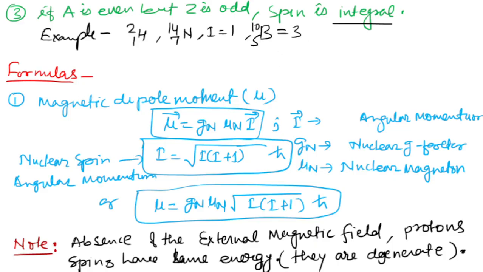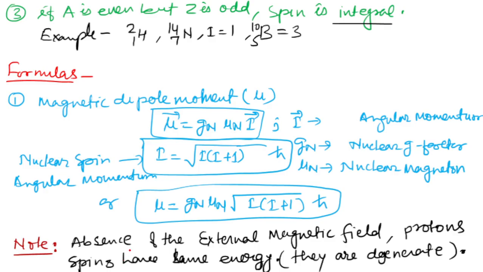Now let's discuss some important formulas which belong to NMR spectroscopy. The magnetic dipole moment expression, where I is the angular momentum, Gn is the nuclear g factor, and mu n is the nuclear magneton. And this expression is the nuclear spin angular momentum. If you put this I value in this expression, you will get this.